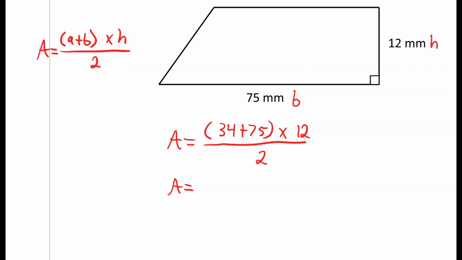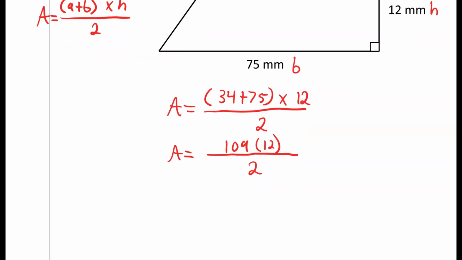Following BEDMAS, you want to do the brackets first. So you're going to have 34 plus 75, which is 109, multiplied by 12, divided by 2. This will get us a final answer of 654 millimeters squared.